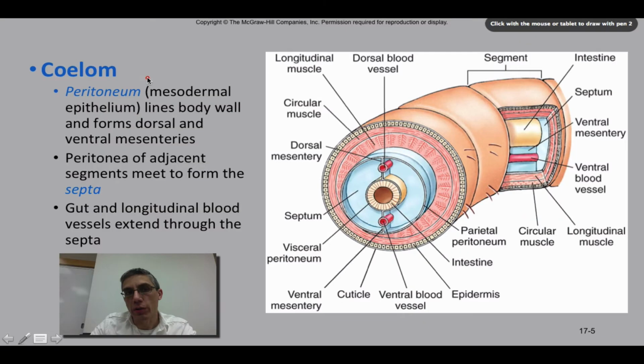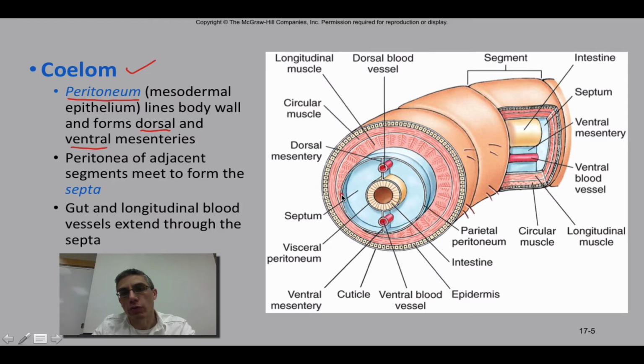Now, of course, when you talk about this group, it's really important that we mention that these are coelomates, so we're not talking about acoelomates or pseudocoelomates anymore. Now we're getting into groups of animals that actually do have a defined coelom. Now, they have something called peritoneum, and we're going to see this repeatedly as we go through different groups this semester. This peritoneum is a mesodermal epithelium, and this is going to line the body wall and actually form dorsal and ventral mesentery. So remember, dorsal is on top and ventral is on the bottom.